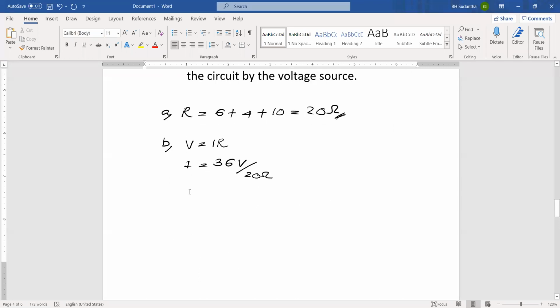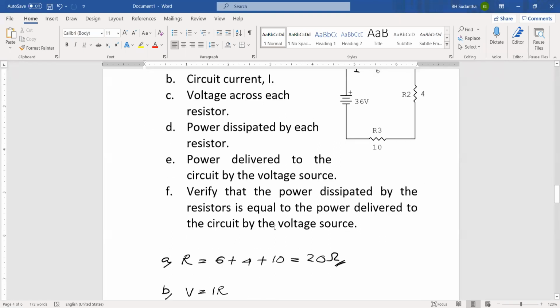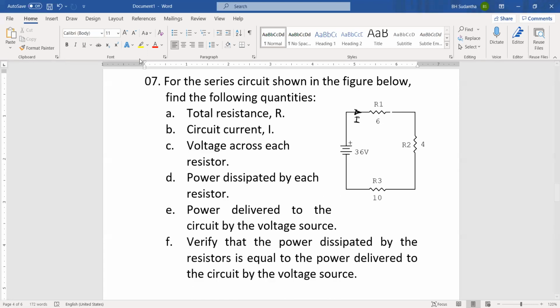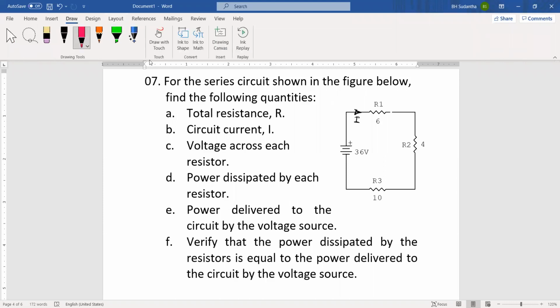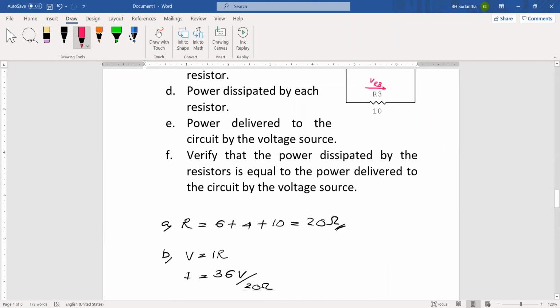This is 1.8 amperes. C: voltage across each resistor. If you take this one, this is VR1, across this one VR2, and across this one VR3. And the current for all these resistors is common.